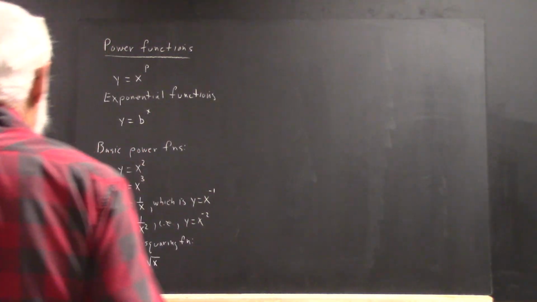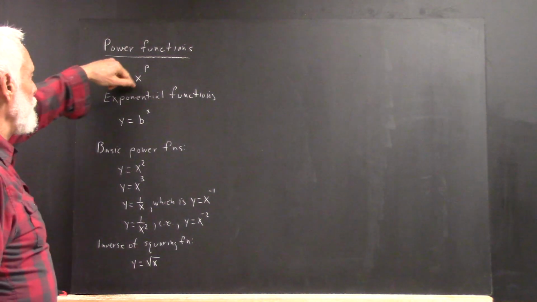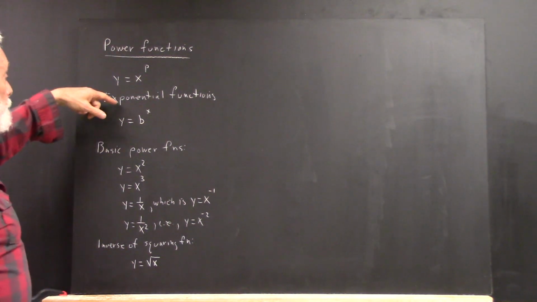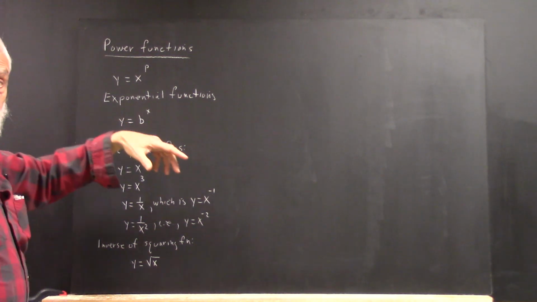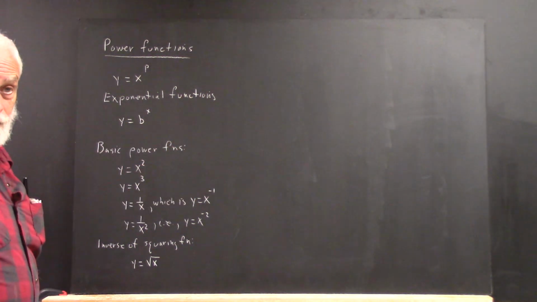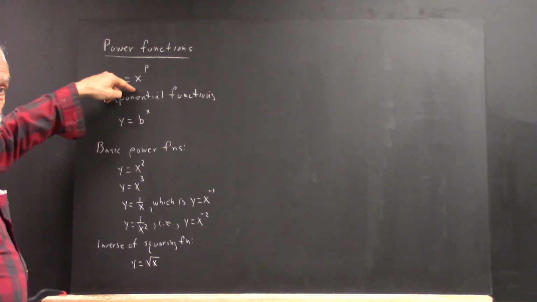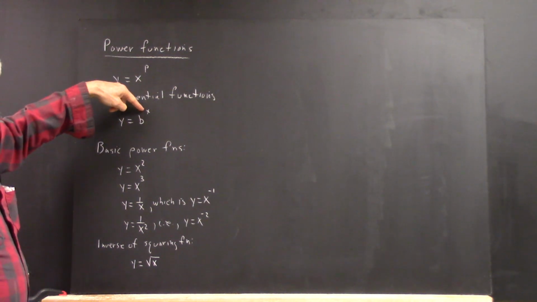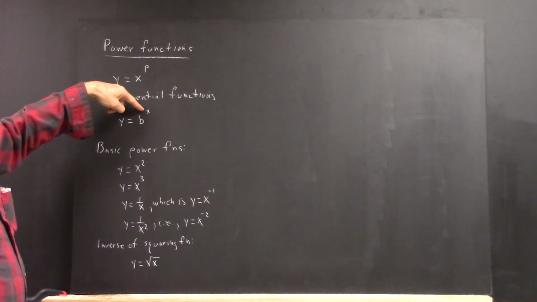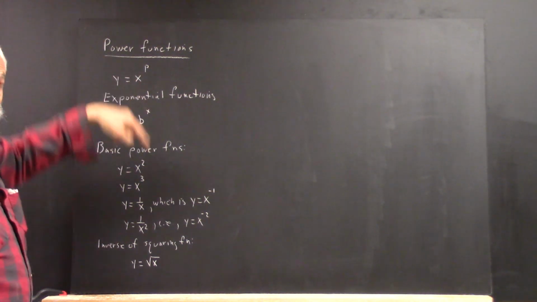Okay, so just briefly summarizing what we just said, power functions are of the form y equals x to the p. Exponential functions of the form y equals b to the x. Difference is where the exponent, where the variable is. Here you're taking a power of the variable. Here the power is your variable. Okay? It's in the exponent. Your power is the exponent. That's what makes it exponential, and you don't want to confuse the two.